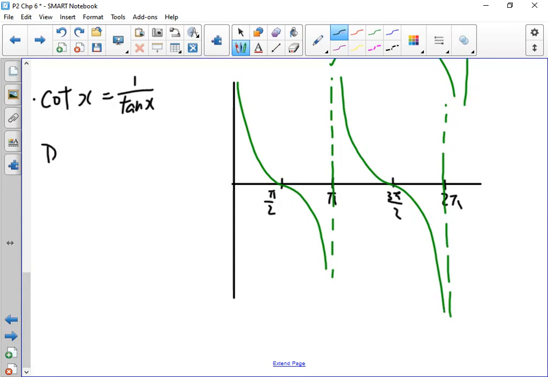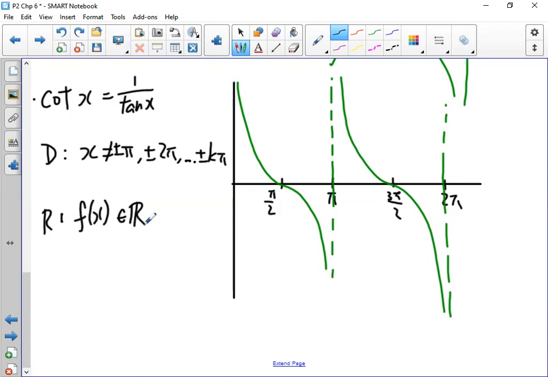So for cot x, the domain: x cannot equal pi, plus or minus pi, plus or minus 2 pi, plus or minus k pi. And what about the range? The value of y, we can actually take anything because there's no minimum or maximum y value. We can take as high as we want, and as negative as we want. So for the range, we can say f of x belongs to all real numbers. And that will be the graph of cosec x, sec x, and tan x.